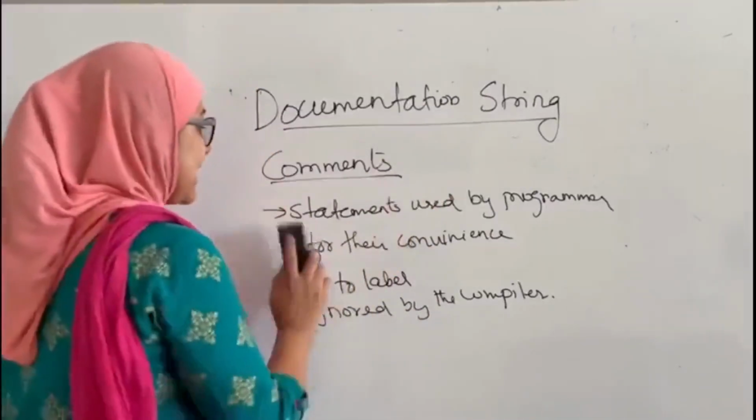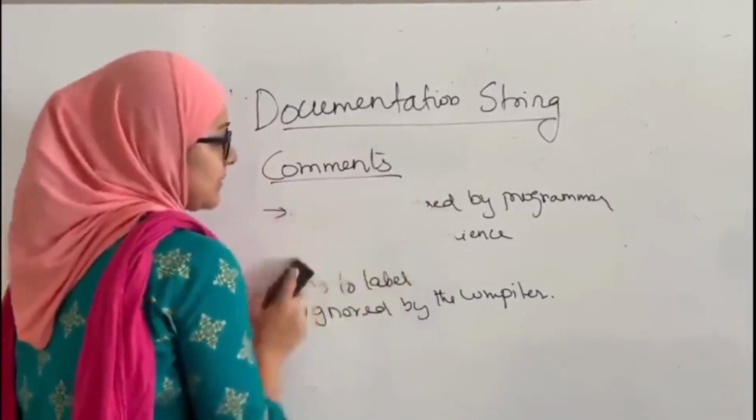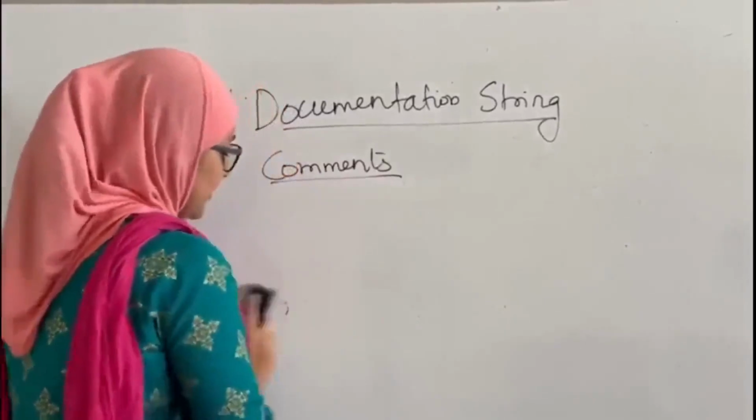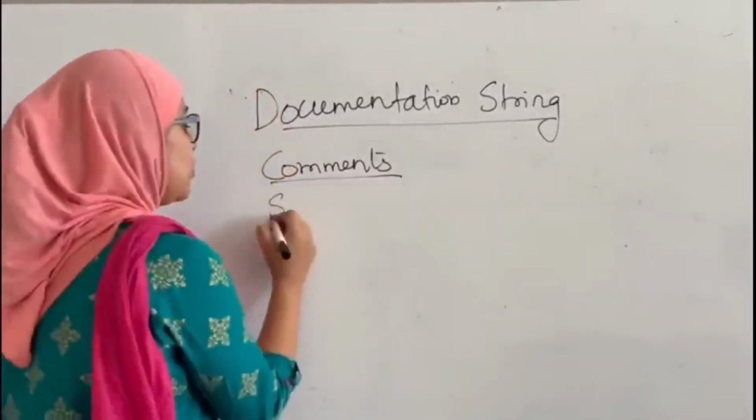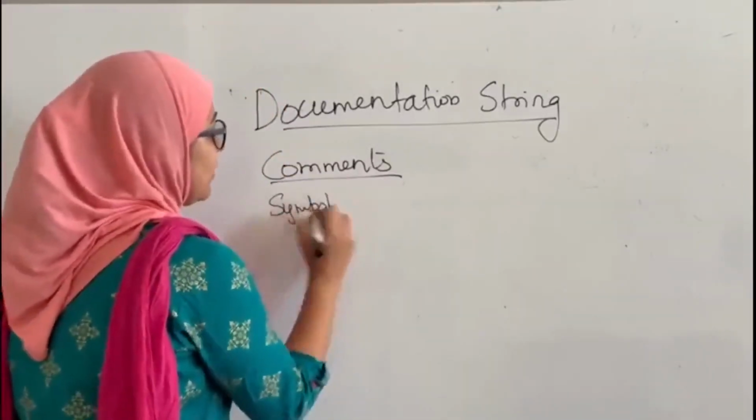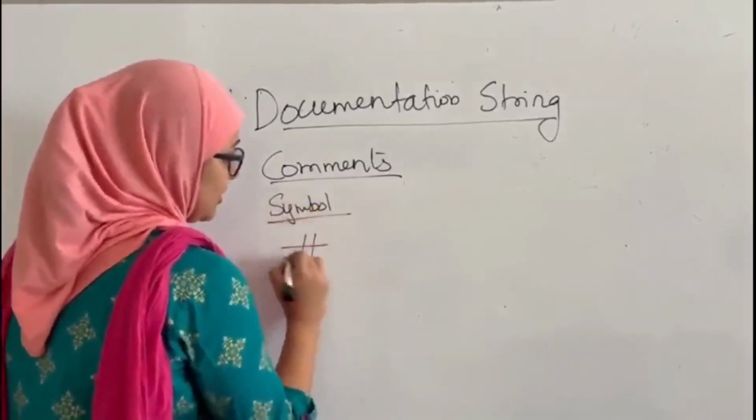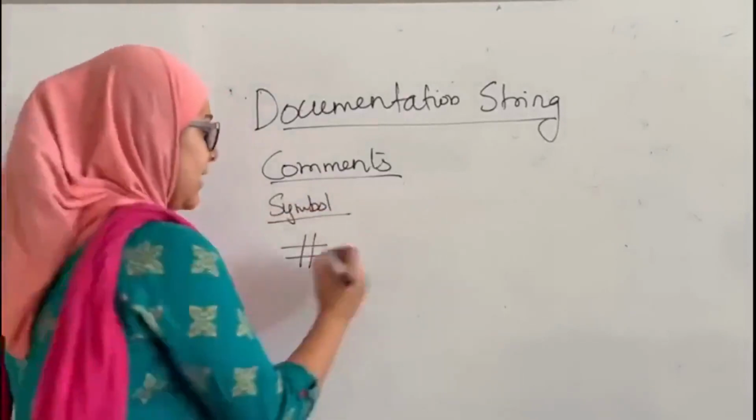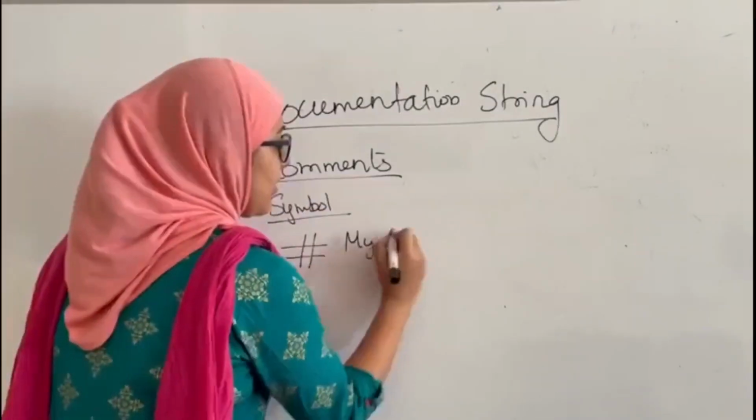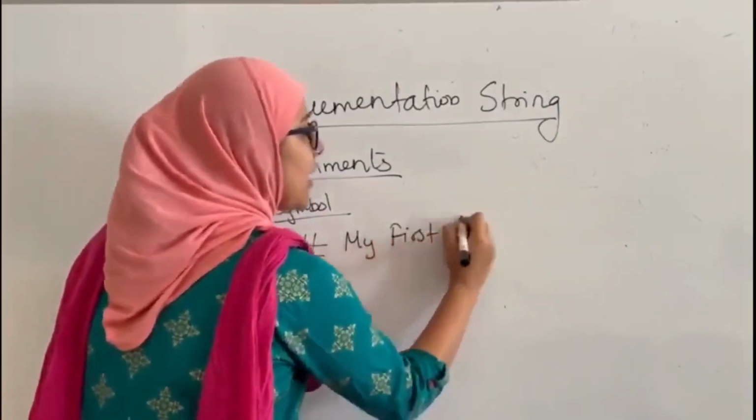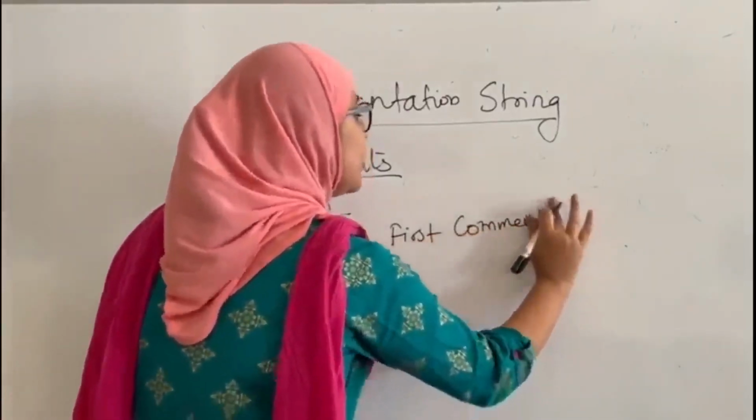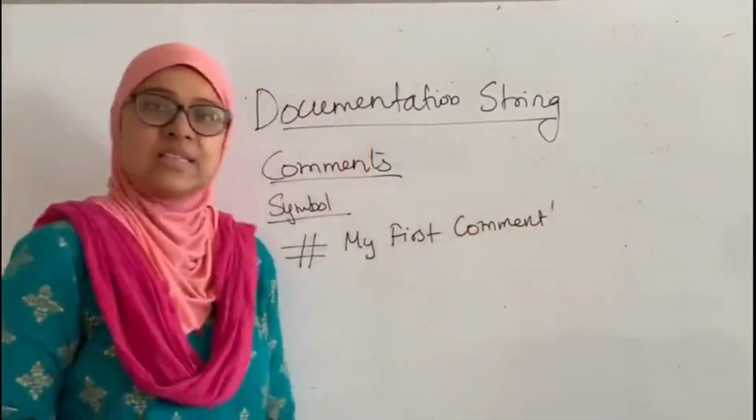Okay, now let's understand the symbols we use for comments. The first symbol that we use is hash. The hash symbol can be used for any single line comment, like "my first comment". Only one line is there, so you can just use a hash and write the statement.